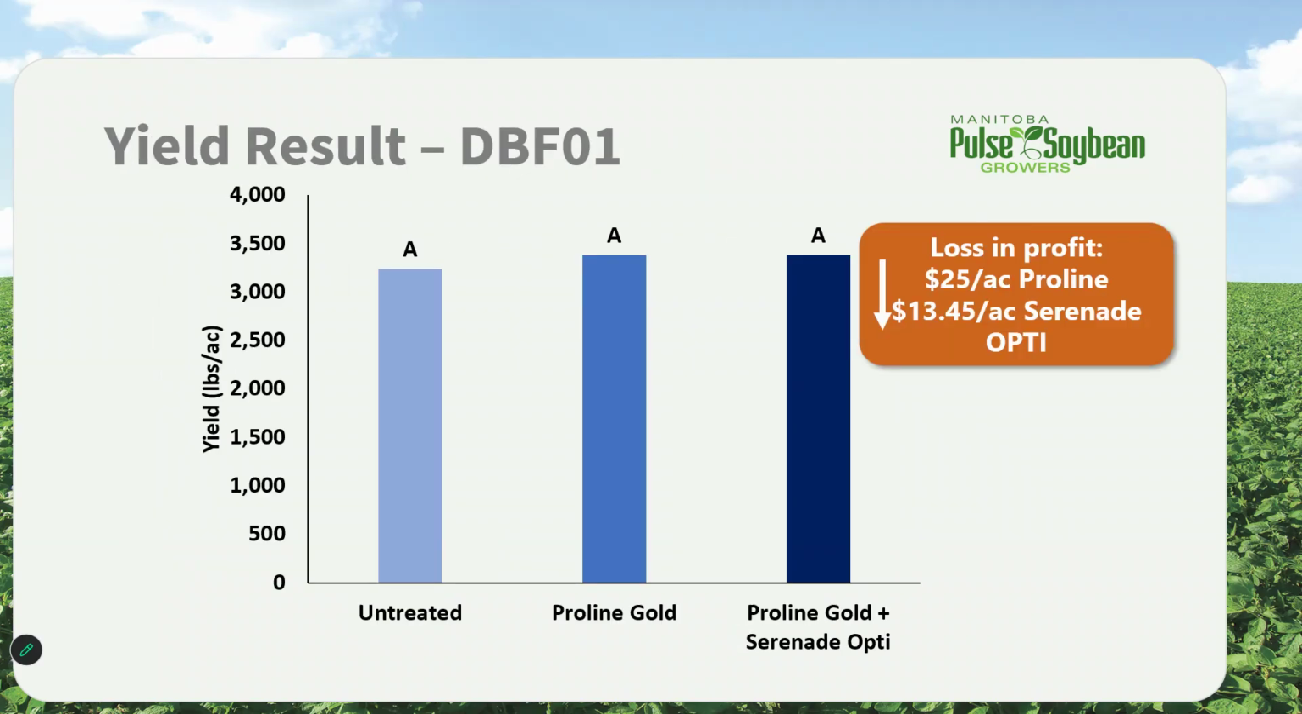So at 01, we saw no increased yield with the fungicide or the fungicide with the biofungicide. And this did result in a loss in profit of about $25 per acre for the Proline and a total of $38 per acre when you add up the Proline and the Serenade Opti together. So no difference in yield between the 3 treatments. The farmer was better off not treating.